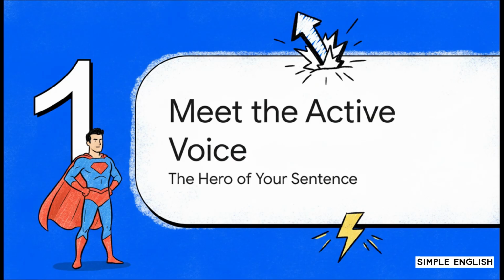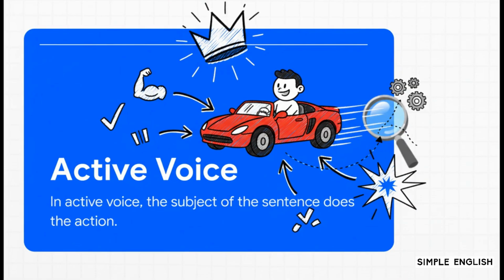All right, let's meet our first contender, the active voice. I want you to think of the active voice as the hero of your sentence. It's the main character, the one who gets things done. It's clear, it's direct, and it's always in charge. So here's the absolute key to understanding it. In an active voice sentence, the subject, that hero we just talked about, is the one actually doing something. They are performing the action. It's really that simple. It's all about figuring out who's in the driver's seat of the sentence.